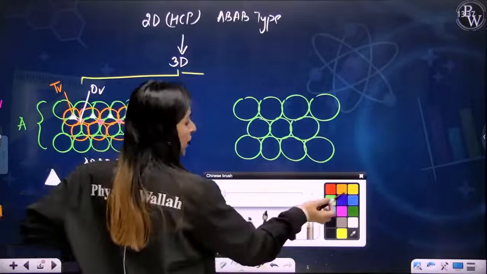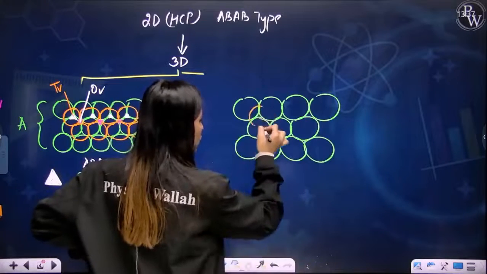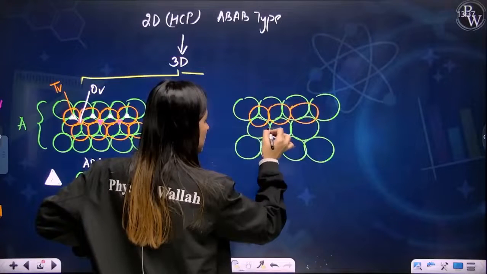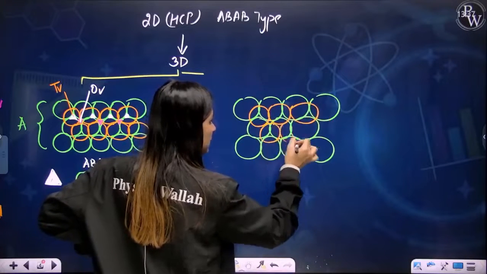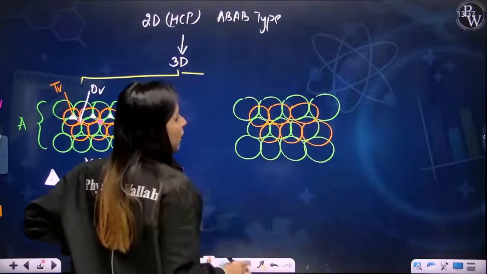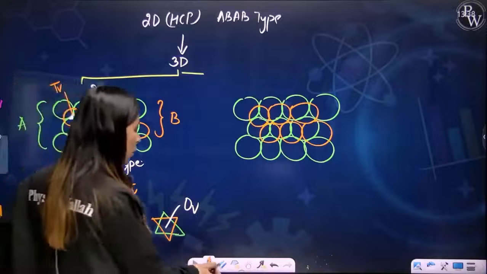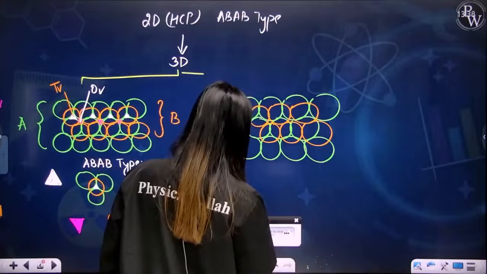Perfect. Now you have an orange layer which covers like this, like this, like this. It covers something like this, then like this, then like this. Now, this is something which we had drawn, AB type layering. Now, what you have to do is, you'll have to erase a few things with me.